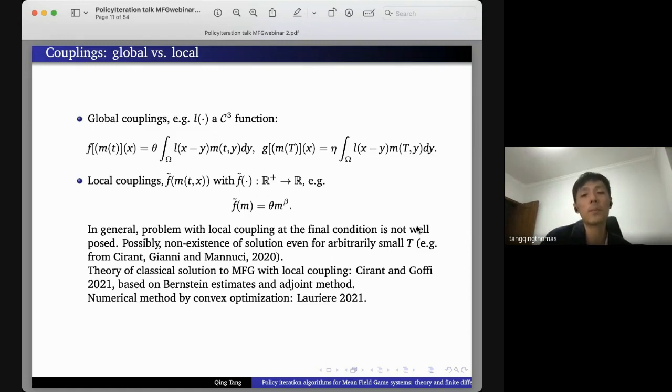There are a lot of papers. There are many papers on weak solutions for mean-field games with local couplings, and you can also solve these systems by convex optimization methods. There is one chapter on this topic in the book by Mathieu Laurière. And the classical solution of mean-field games with local coupling was considered by Marco Cirant and Goffi in 2022 in one paper based on Bernstein estimates and the adjoint method.